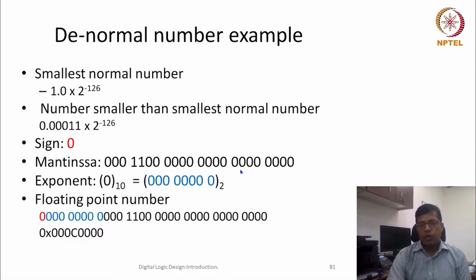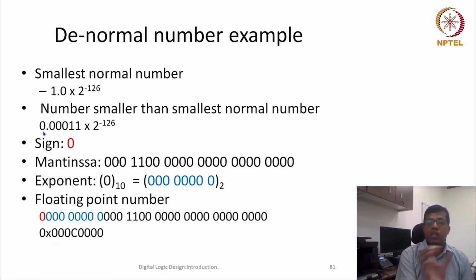Okay, so this was about d-normal numbers. Now we can take an example also. The smallest normal number is 1.0 into 2 to the power minus 126, and let us say because the number is smaller, I can represent it using 0.00011 into 2 to the power minus 126. You see, there is no preceding 1 because the number is not normal. And why is there no 1? Because it cannot be represented within the limit of normal numbers in my single precision floating point number.